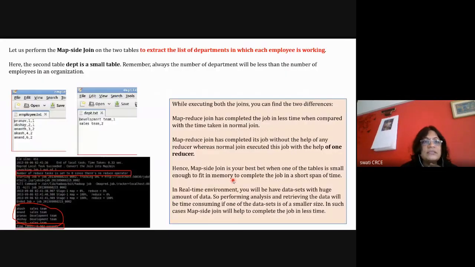So let's see the next method. Here is another example where I want to fire the query to extract the list of departments in which each employee is working. In the last example, we were just joining two tables, project and employee. But here, suppose you have an employee table and a department table. There are two departments and multiple employees, and we want to list the departments in which each employee is working. So for every employee, I want to display the name of the department.